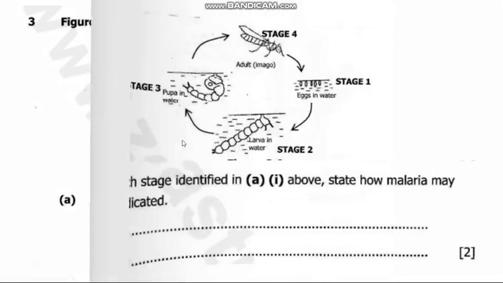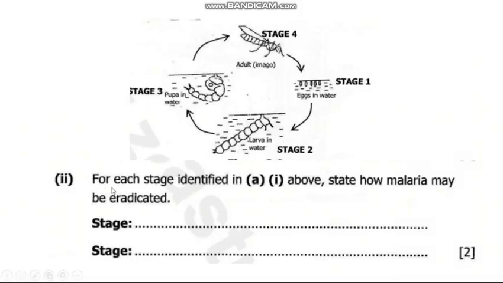Let us now move on to our second question, which is question A2. The question reads, for each stage identified in A1 above, state how malaria may be eradicated. On stage 2 right here, we said we have the larva stage, and this is the stage where the larva are trying to grow. So how can we eradicate malaria on stage 2, that is the larva stage? How can we eradicate malaria?